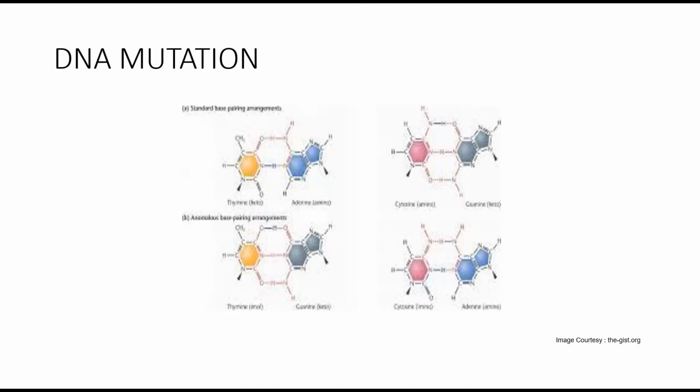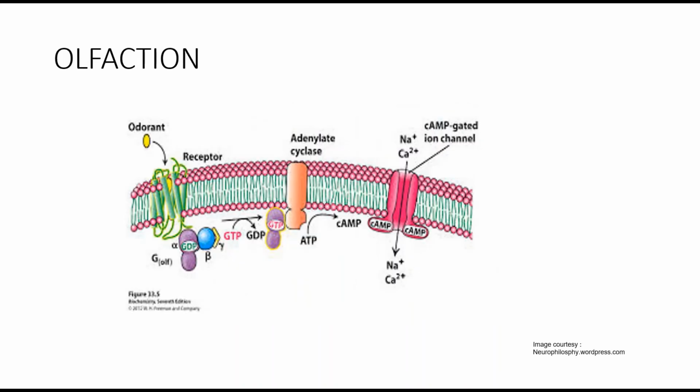Next thing I am going to discuss is olfaction. Olfaction, or smell, is the most mysterious of senses and is wrongly regarded as insignificant by most people. The initial event in the process of olfaction is the recognition of an odorant molecule by the olfactory receptors, which are proteins found in the olfactory epithelium.